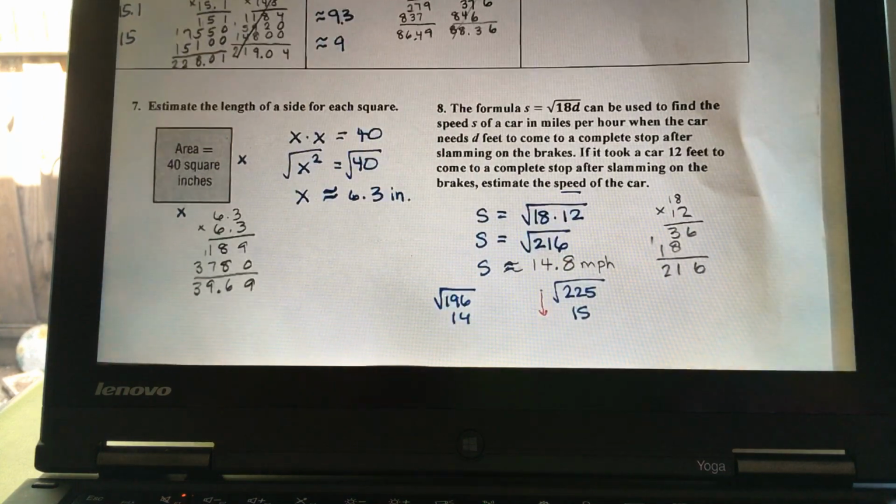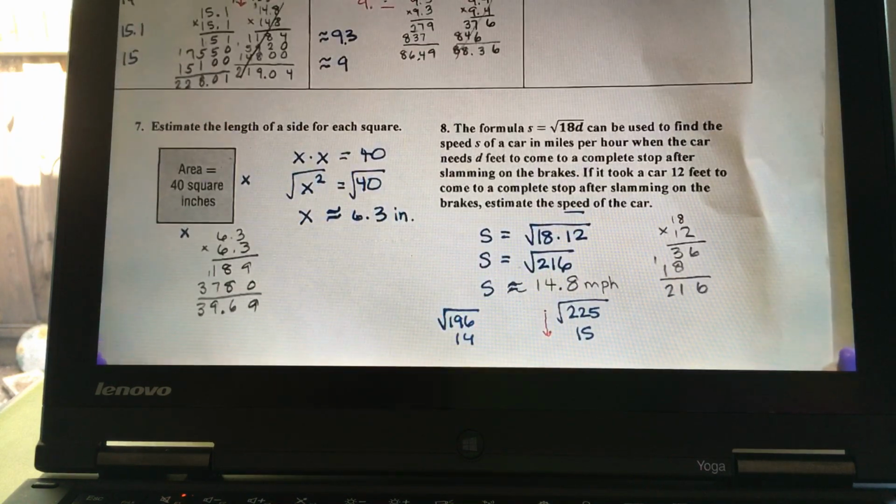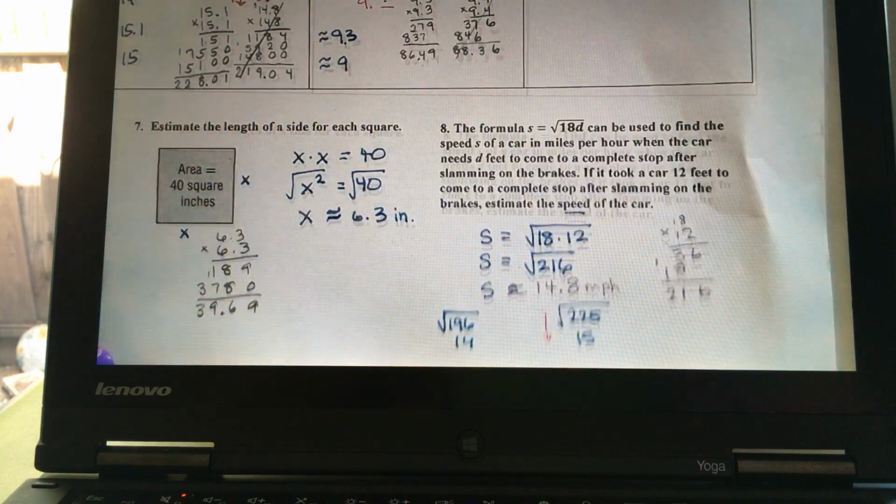So as you take a look at this assignment, again, you're going to see that you'll be asked to round to the nearest tenth and also to the nearest integer. So just make sure that you read those directions carefully. If it doesn't say one specifically, we're going to go ahead and include both.